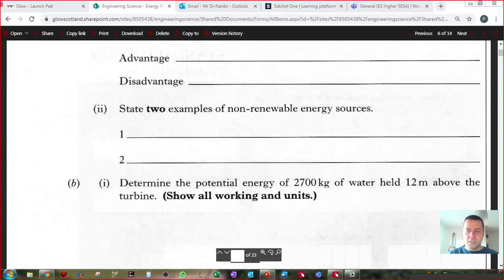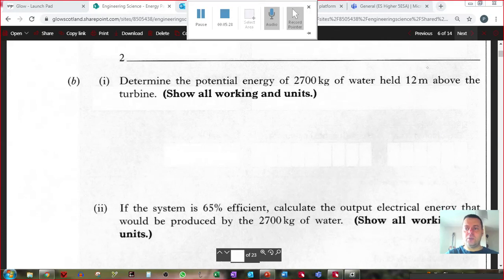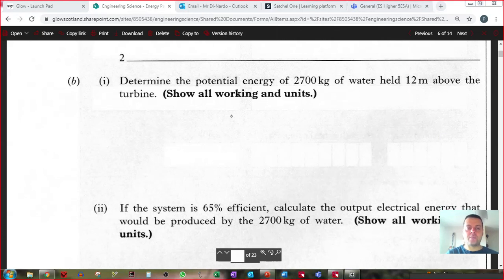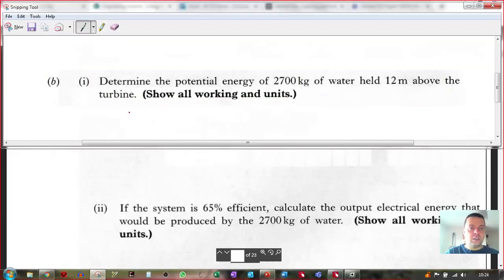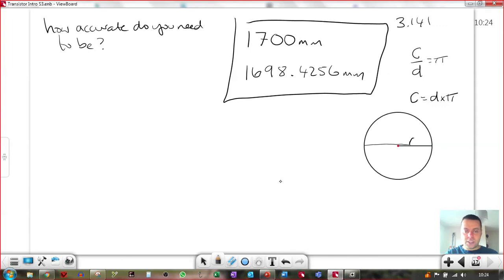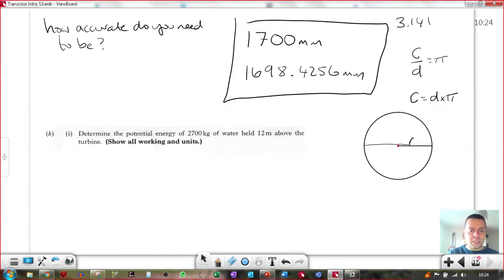Right. Determine the potential energy of 2,700 kilograms of water held at 12 meters above the turbine. So you need to do a calculation in there. Now, we haven't covered any of this stuff yet, so don't worry. I'm just going to rattle this out because it's good for you to see the kind of standard. So there's the question there. What would the answer to this look like?